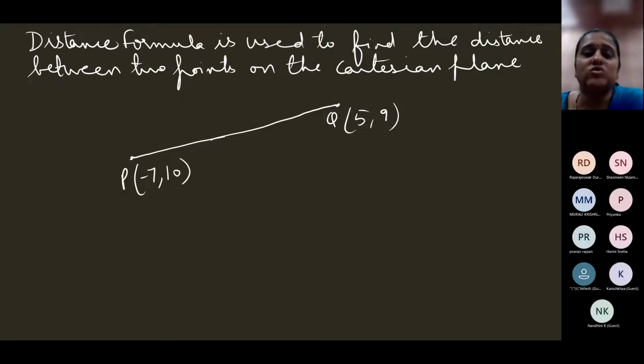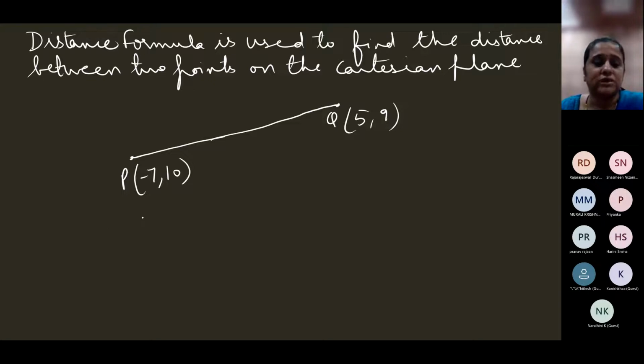So distance formula is used to find the length of a line segment. It can be the length of the sides of a triangle, or you can use the distance formula to find the lengths of the sides of a square, rectangle, rhombus, parallelogram, diagonal. You can use this formula to find the length of the diagonals of any quadrilateral, and so on.